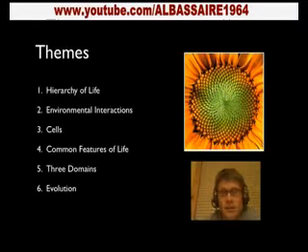Next is the idea of cells, and the cell is the basic unit of life, and there's a couple of different types of those we'll talk about in just a second. We also have common features of life, in other words, things that tie them all together: the ability to adapt, the ability to reproduce, the ability to use energy. But one of the big ones, obviously, is the idea that they all contain the same genetic material, and that would be DNA.